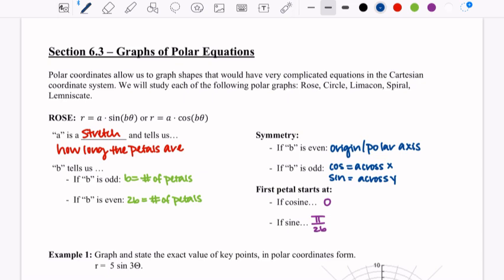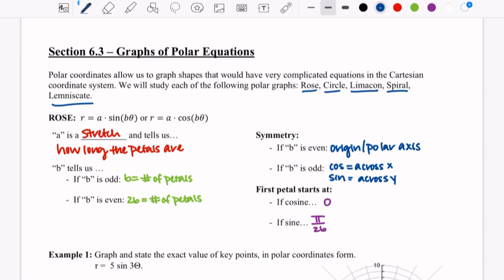So again, polar coordinates are really helpful to us because they allow us to graph shapes that normally would have very complicated equations in the Cartesian form. The main polar graphs we're going to be looking at are a rose curve, circle, a limaçon, spiral, and a lemniscate. So we're going to start with the rose curve.